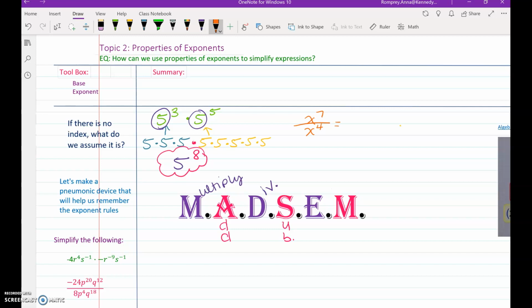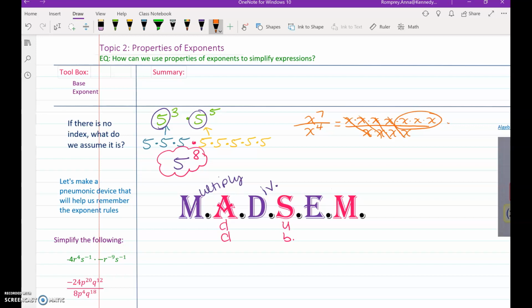Let's prove it. In math, they love their proof, so let's go ahead and prove it. So x to the 7th, again, that is 7 x's: 1, 2, 3, 4, 5, 6, 7, beautiful. Divided by x to the 4th. Well, what can I do? Cancel out. Because what's anything divided by itself? 1.